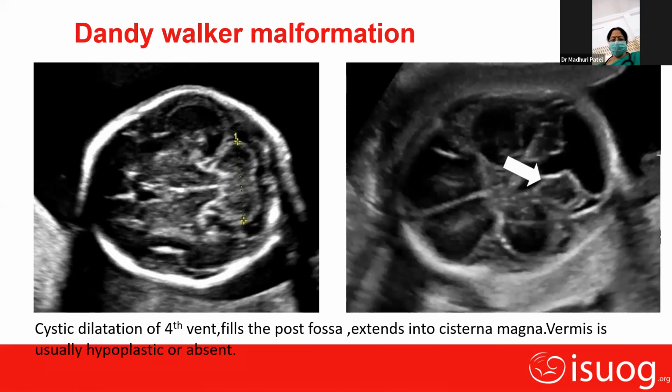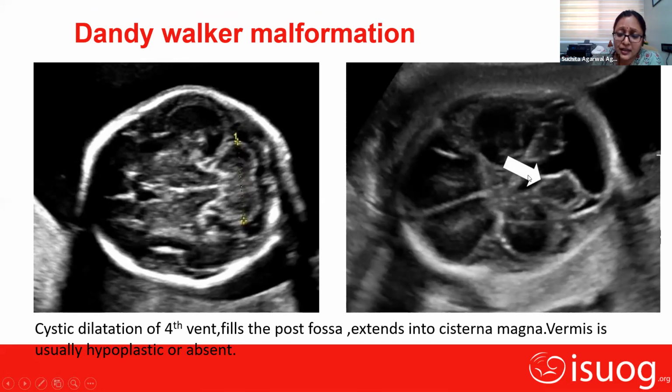Another abnormality of the posterior fossa is the Dandy-Walker malformation. What is this Dandy-Walker malformation? There is a communication between the fourth ventricle and the cisterna. When I take the transcerebellar plane and move a little more caudally down, then I find the fourth ventricle. In Dandy-Walker malformation, there is a communication between the fourth ventricle and the cisterna. You see this one, I don't find any vermis over here.